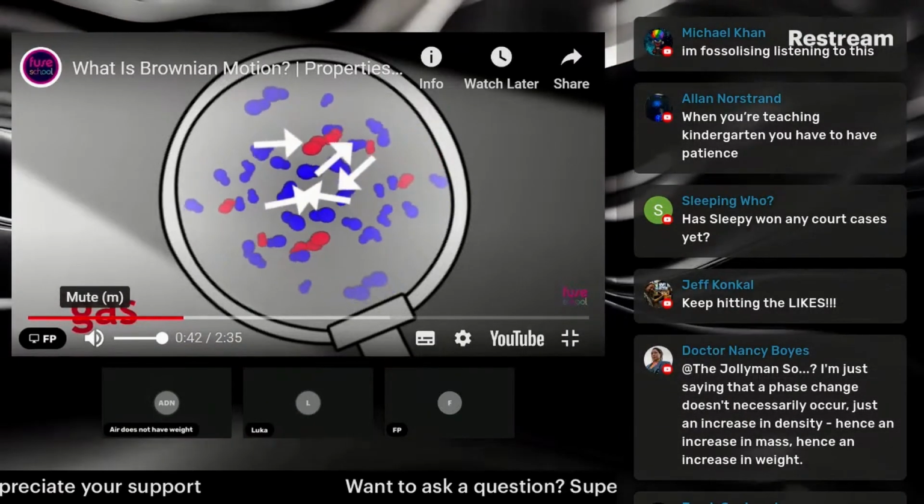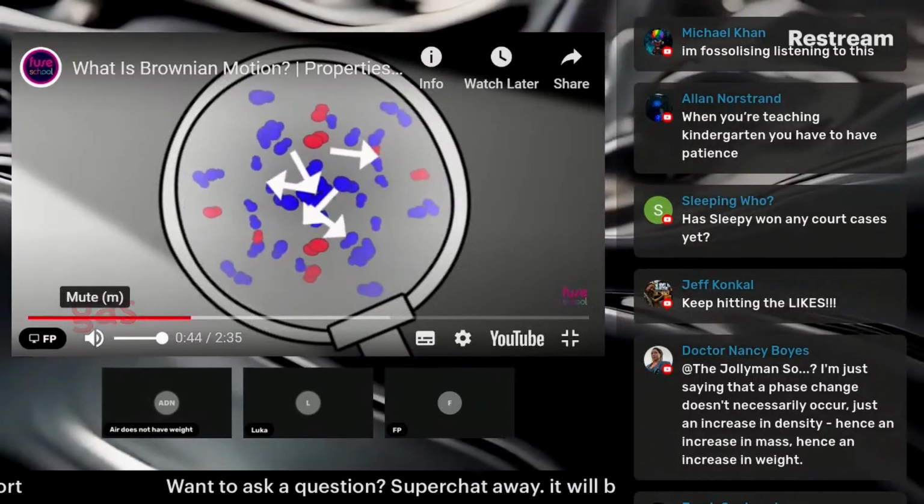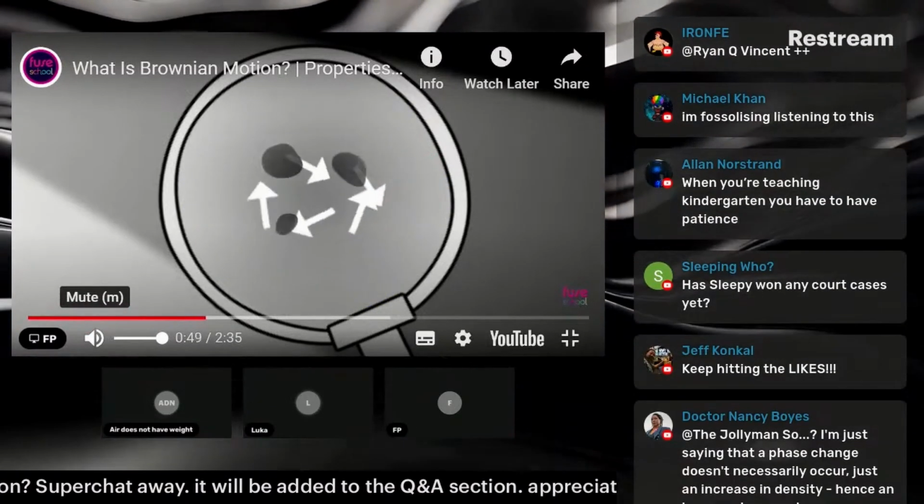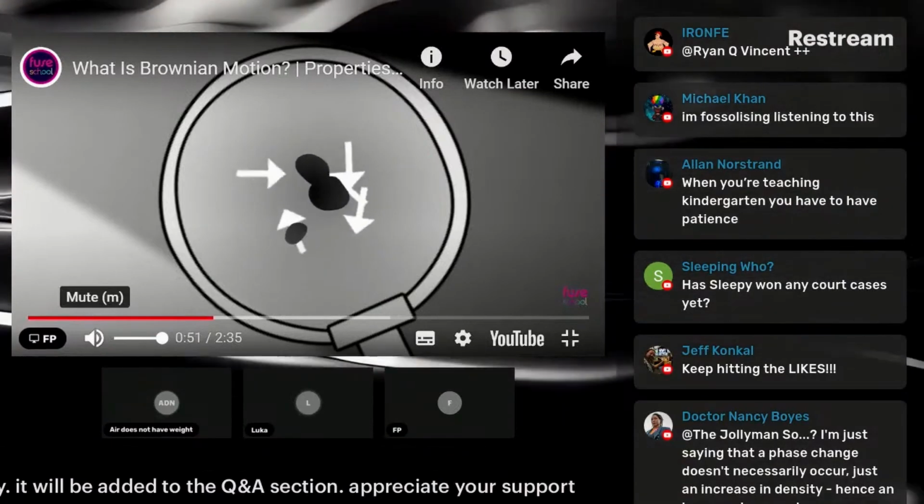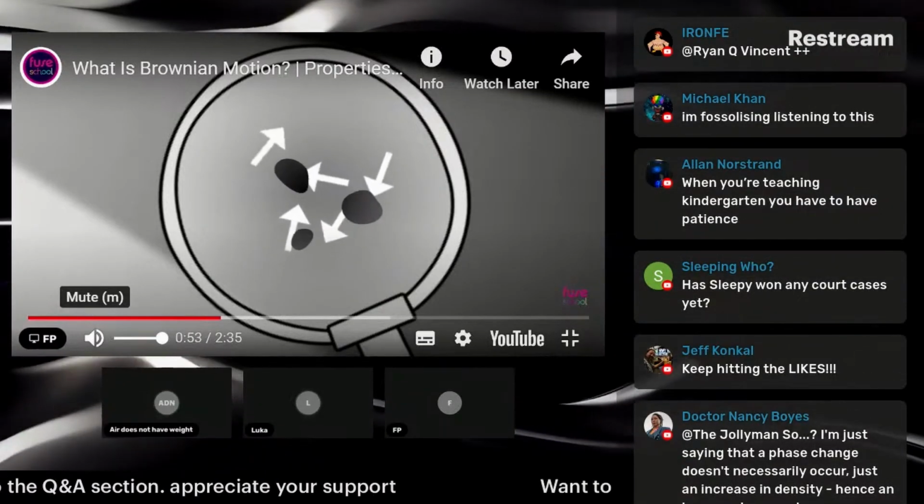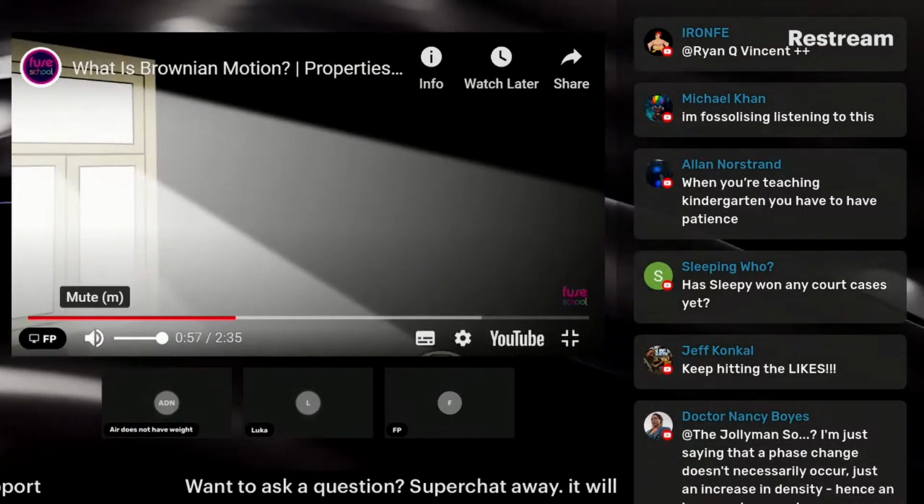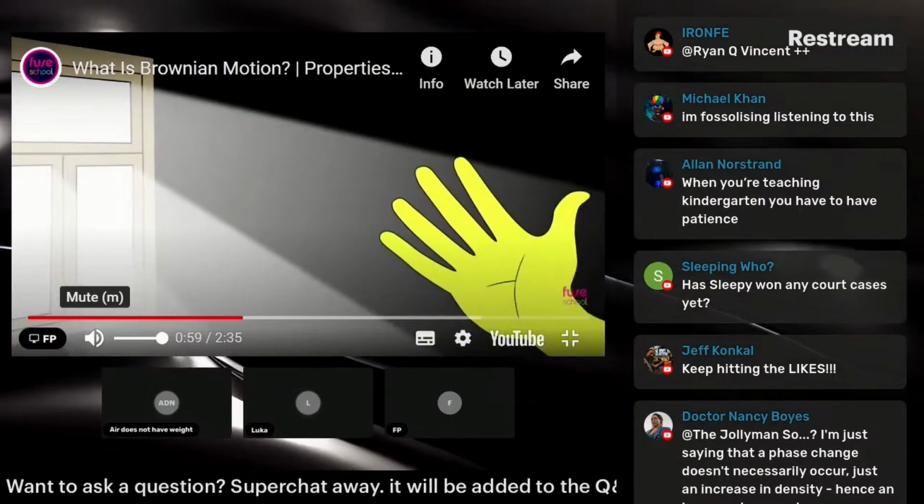You are unable to see the gas particles directly because they are too small, but you can see the larger dust particles. The reason that the dust particles move randomly is because of the gas. We know that the gas is there because every time we move our hand through the air, we feel them against our hand.